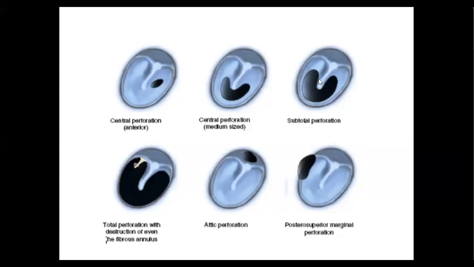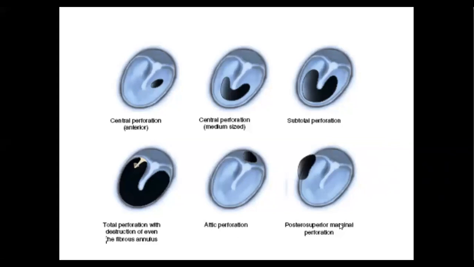Remember to look for the annulus all around. If the annulus is destroyed, then you call it a total perforation. And this particular variety is quite dangerous because there is a possibility of squamous epithelial invasion in this variety. So that's about the central perforation.